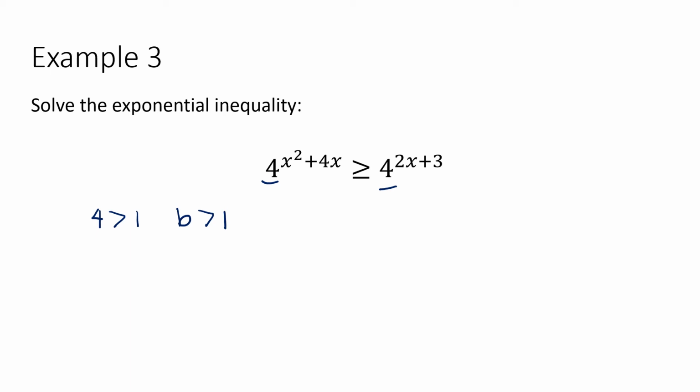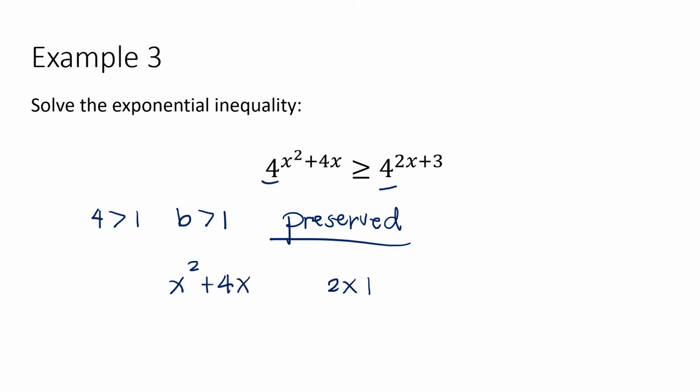When b is greater than 1, again, the concept is we have to preserve the inequality. So the inequality is preserved. So we take the exponents, x squared plus 4x and 2x plus 3, and we solve this inequality by preserving the original inequality, and that is greater than or equal. So to solve the given inequality, all you have to do is to solve the new inequality.